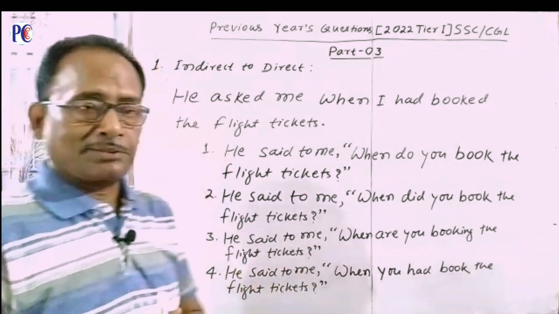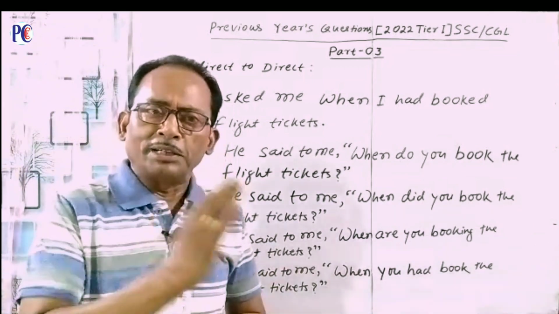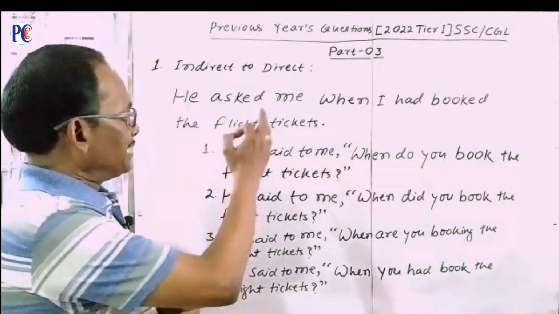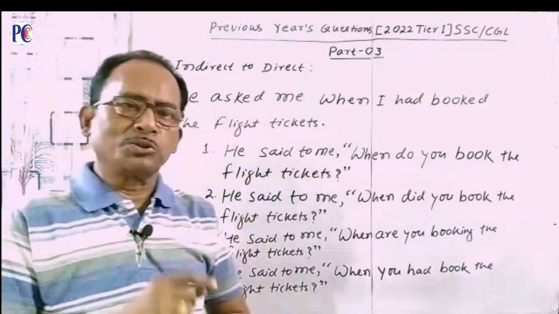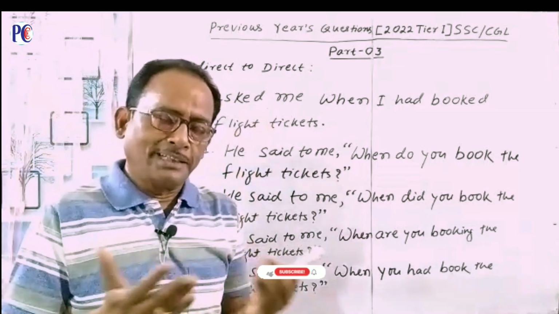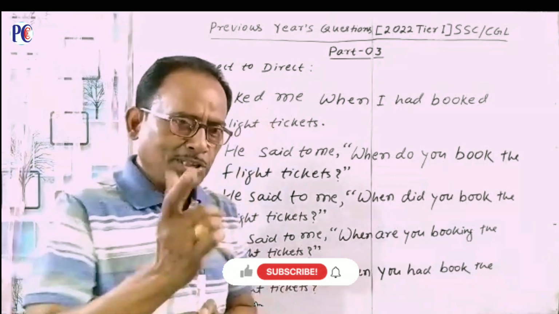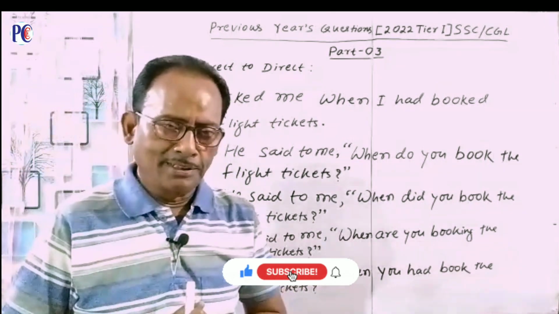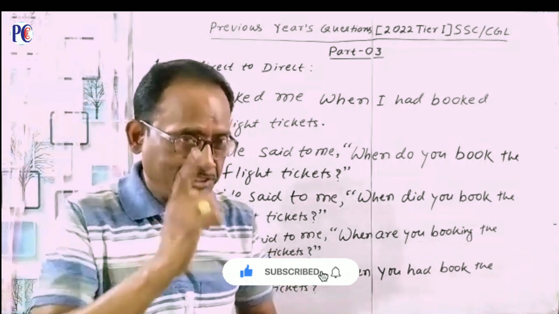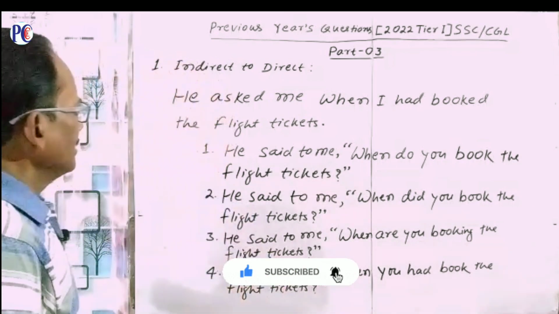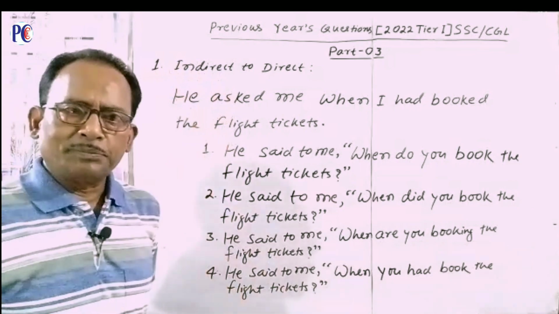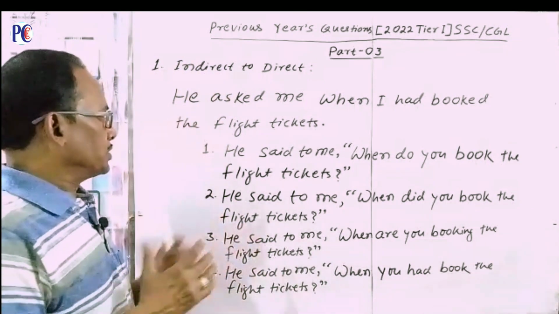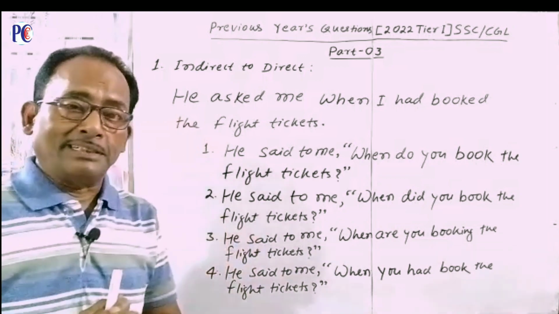Indirect to direct. You are given a sentence in the indirect speech and you are asked to change it into a direct one. For this, you are given 4 options, out of which one is the right option, and you have to find it out, select it. Let us read the indirect speech. He asked me when I had booked the flight tickets.